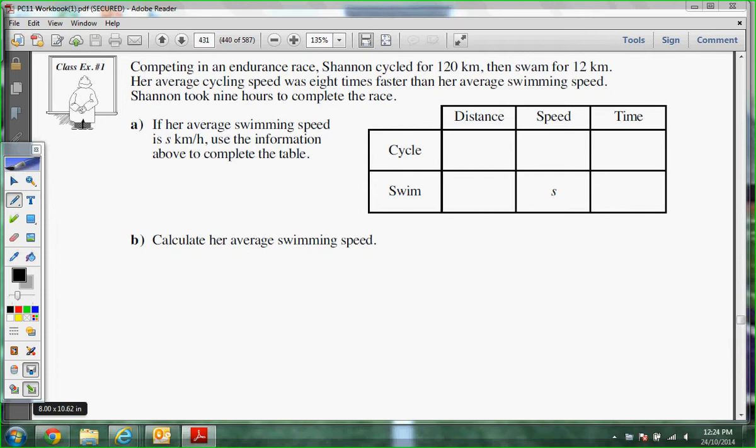Let's highlight the important information first. She cycled 120 kilometers and she swam for 12. Is that distance, speed, or time? Distance. So I'm going to put 120 for the distance for cycling, and I'm going to put 12 for the distance of swimming.